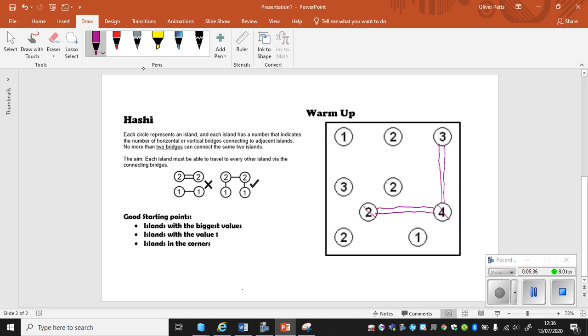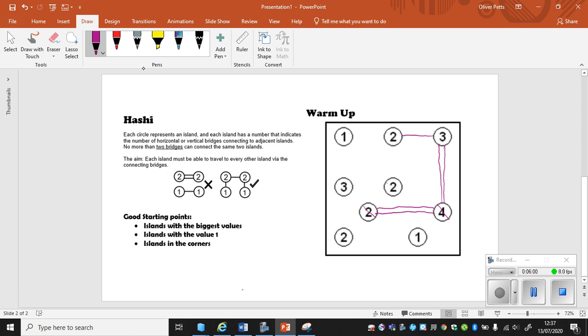Well, this island of three needs exactly one more bridge to give it three bridges leading away from it. I can't do any more bridges going down because I've got a maximum number of bridges going down, which is two. I can't go diagonally because that's not allowed. The only other place we can connect this island is to the left.